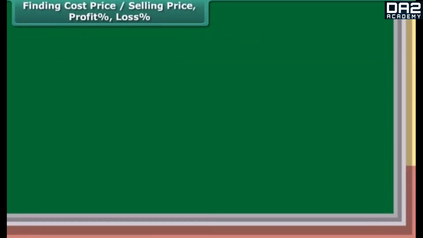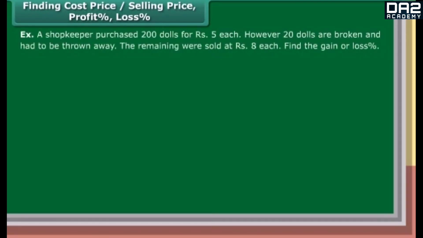Finding cost price, selling price, profit in percentage, loss in percentage. Example. A shopkeeper purchased 200 dolls for rupees 5 each. However, 20 dolls are broken and had to be thrown away. The remaining were sold at rupees 8 each. Find the gain or loss in percentage.